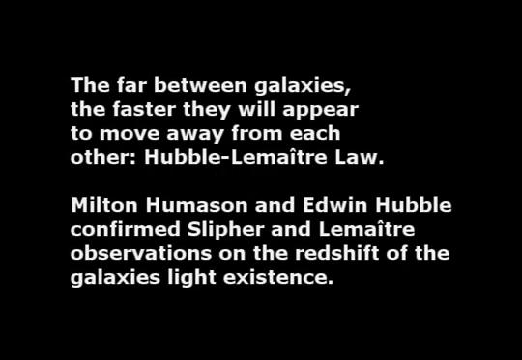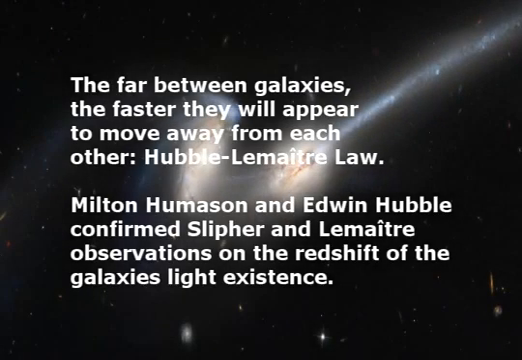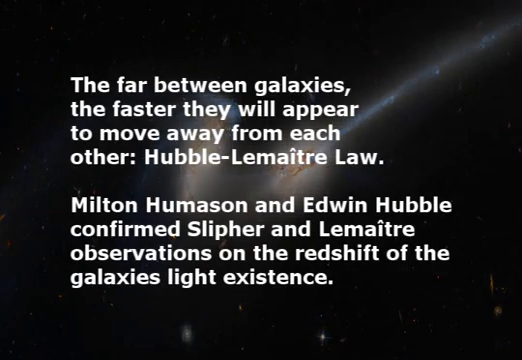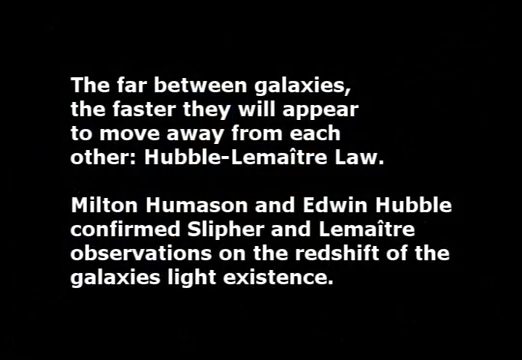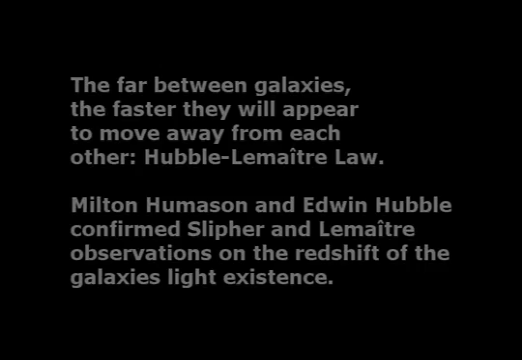The farther between galaxies, the faster they will appear to move away from each other, postulated the Hubble-Lemaitre law, over the work of Milton Humason and Edwin Hubble. His works and the corresponding law confirmed Slipher's observations, from a decade earlier, and those of Lemaitre, 2 years earlier, on the existence of the redshift of the light of galaxies.